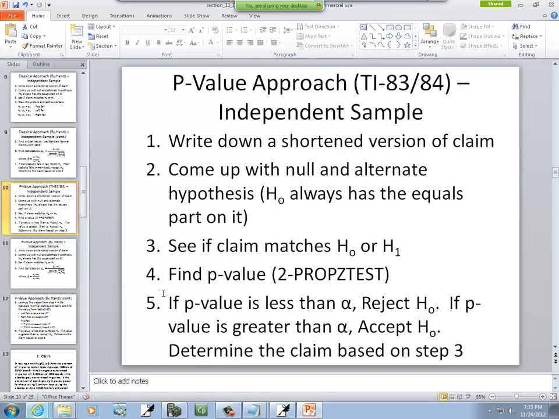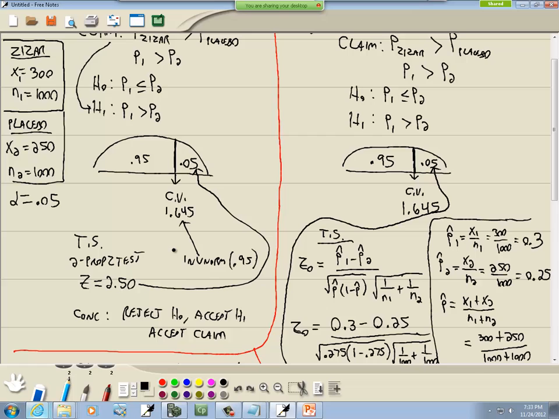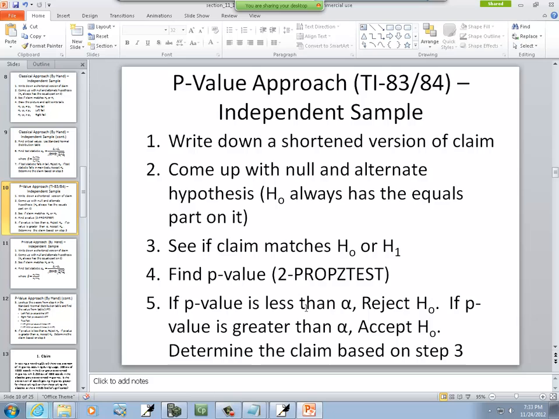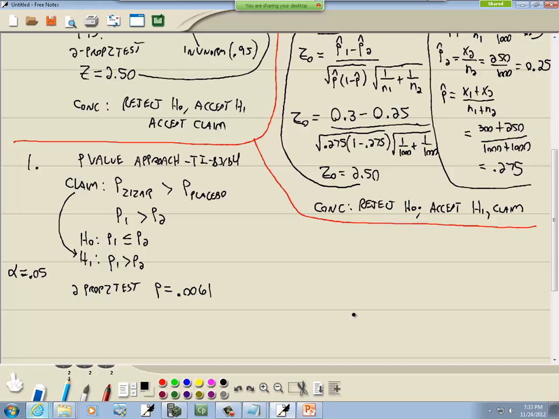Now remember what the alpha was in this problem. I don't, but assuming you do. There it is. Alpha is 5%. Well, this says if your p-value is less than alpha, it says reject H0. So for our conclusion here, we'll reject H0, which means we'll accept H1. And since our claim matches H1, that means we'll accept our claim.